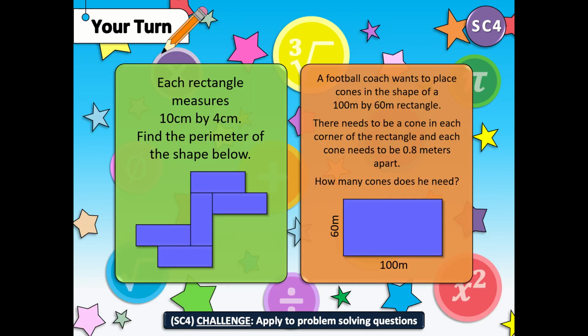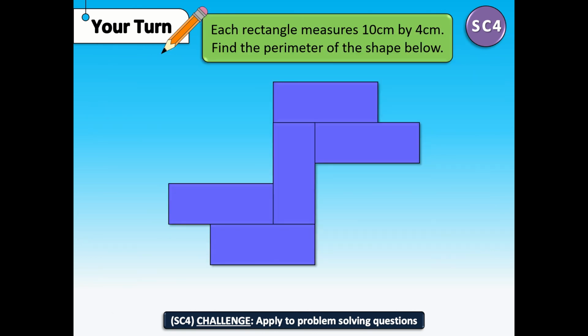Here are 2 questions for you to have a go at. Pause the video, and when you're ready to see what you should have done, press play. Here are your answers. So for the green question, each rectangle measures 10 centimeters by 4 centimeters, and we want to find the perimeter of this shape. So we can fill in what we know.